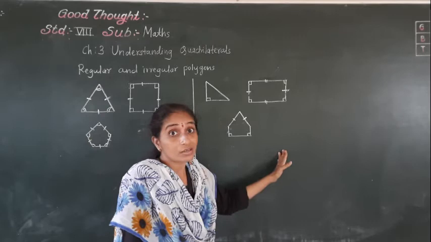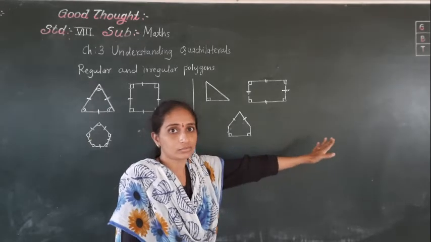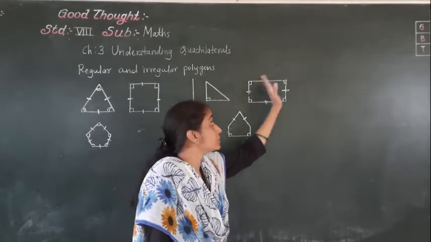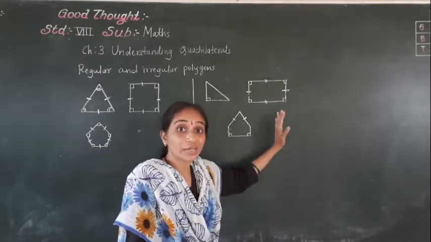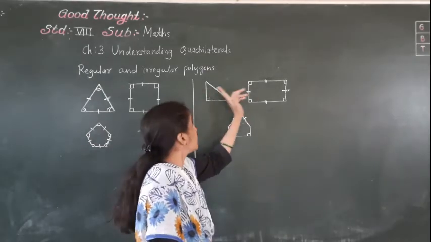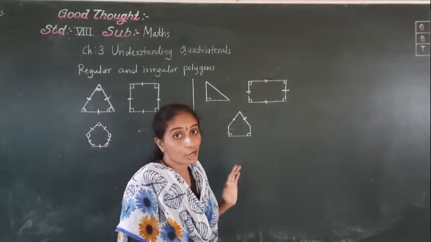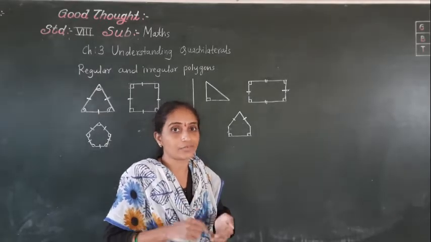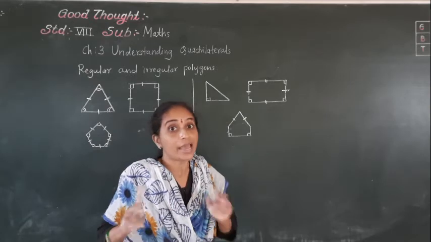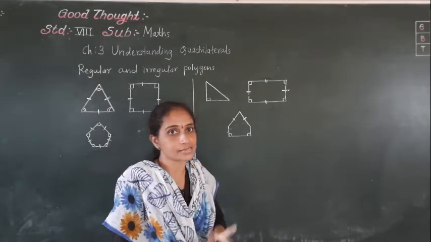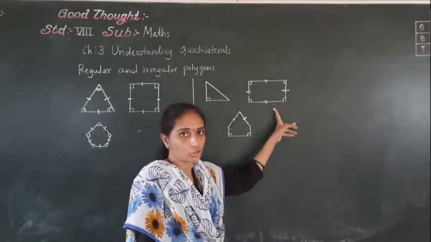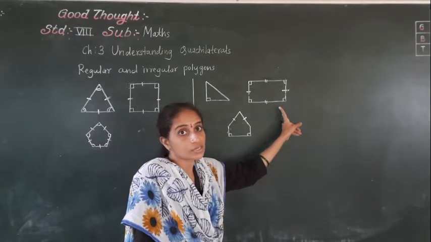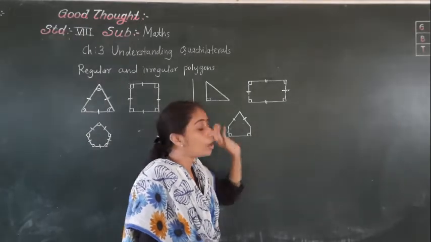But for this figure we can say equiangular polygon, because all its angles are equal. So we can say equiangular, but this is an irregular polygon. One is equilateral and another is equiangular. Equilateral means all sides are equal, and equiangular means all angles are equal. So this figure is equiangular, but we cannot say it is a regular polygon. For this figure we have to say irregular polygon.